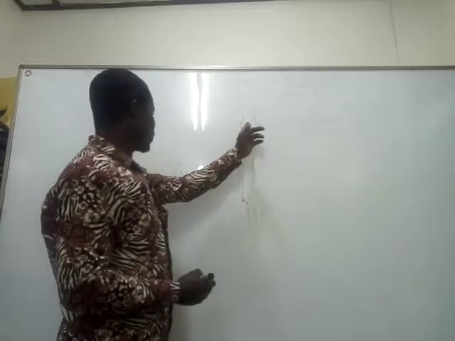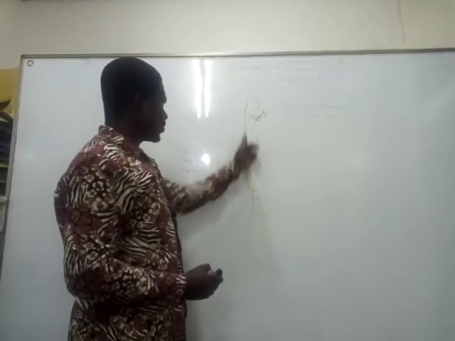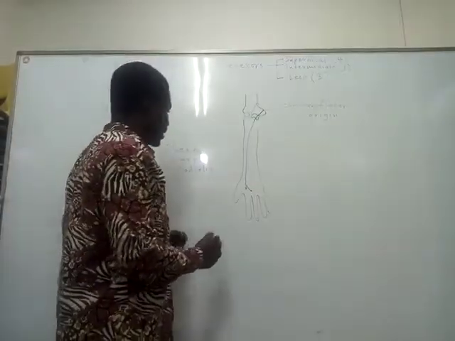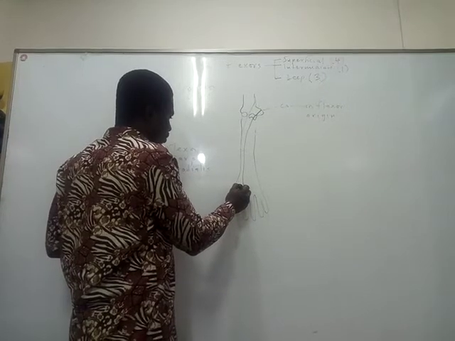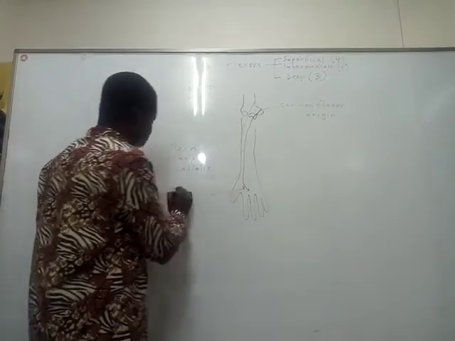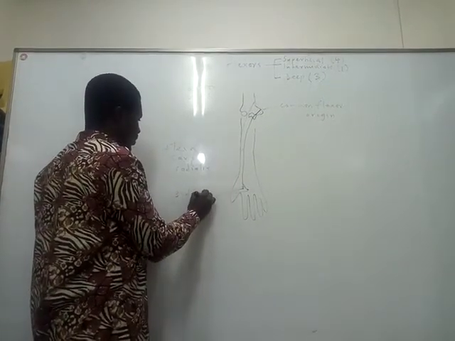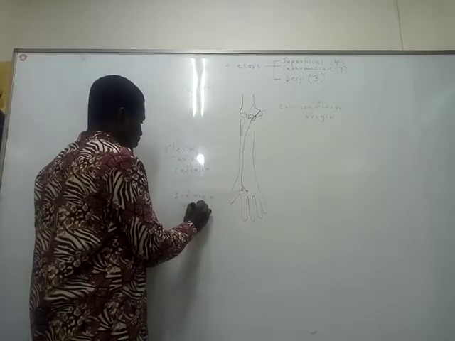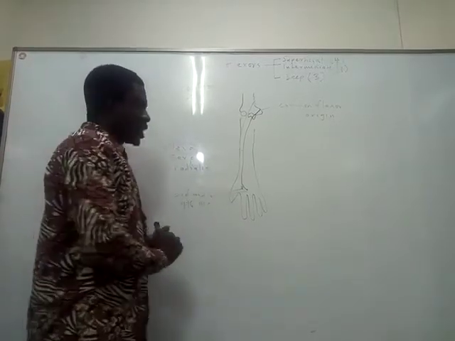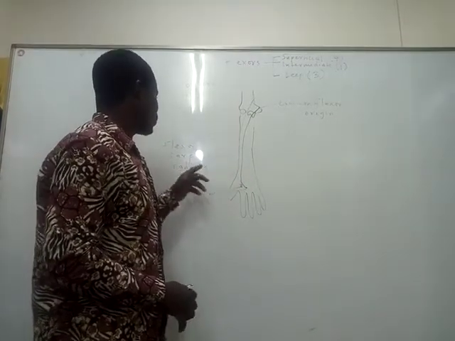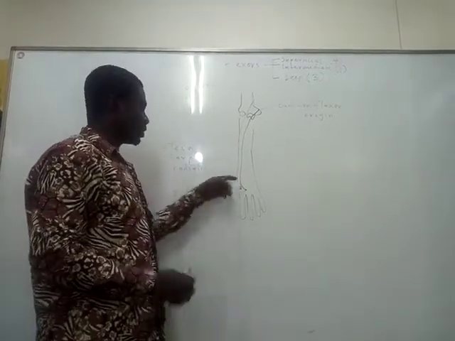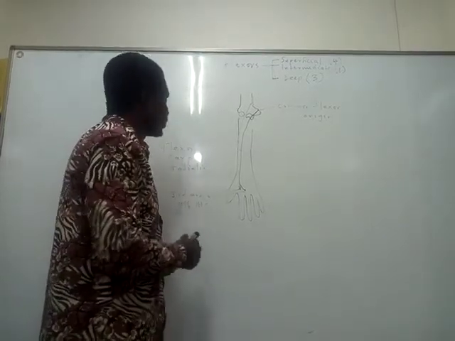Flexor carpi radialis, because of the side of the radius, is able to insert on the bases of the second and third metacarpals. I'm interested in telling you that it inserts on the metacarpals, because the names may confuse you. Because of the word carpi, you might think it's going to insert on one of the carpal bones, not so.